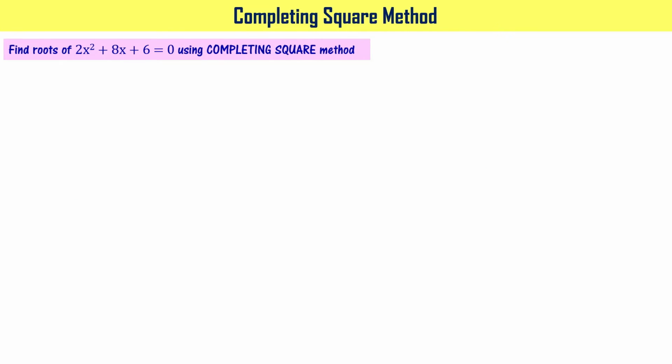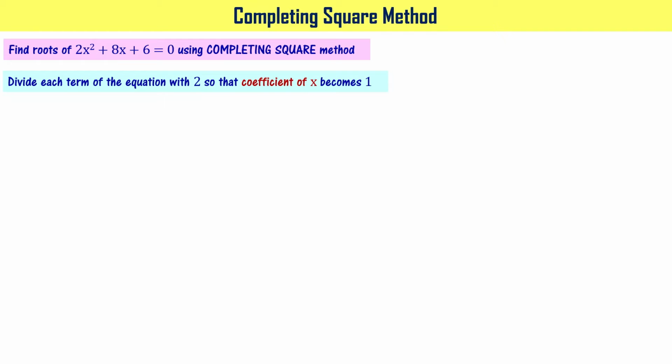Let us find roots of 2x² + 8x + 6 = 0 using the completing square method. When you look at this equation, this is 2, this is 8, and this is 6. All these are multiples of the number 2, right? It means I can divide each term of the given equation by 2, such that I can get the coefficient of x² as 1.